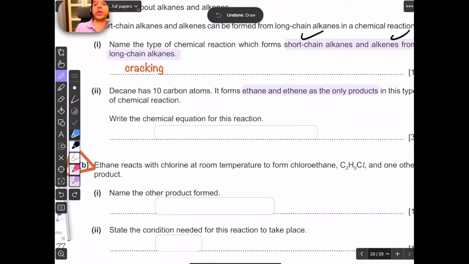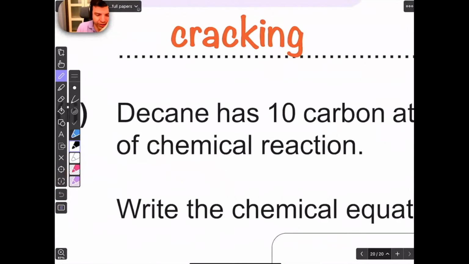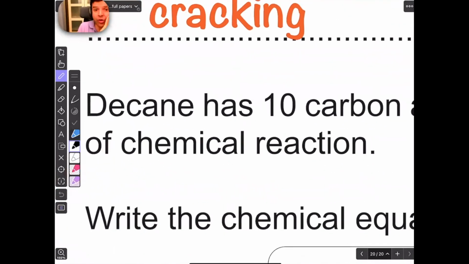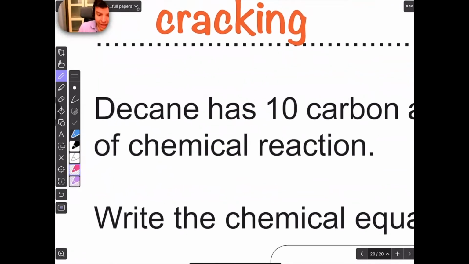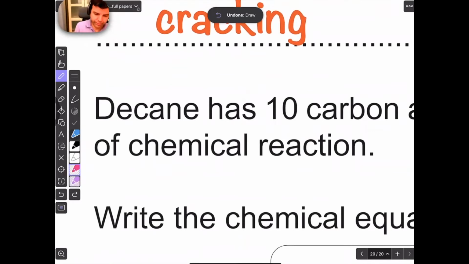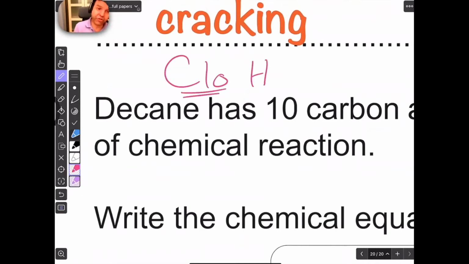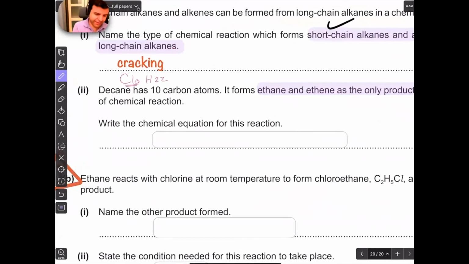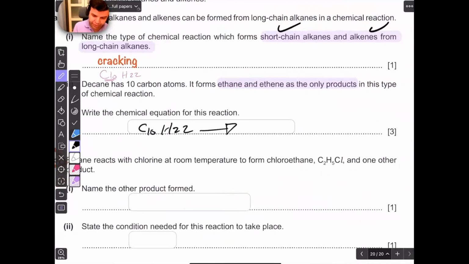Okay. So first of all, can someone determine what would be the formula of something called decane, knowing that it contains 10 carbons? What would be the formula of that decane? Faisal? C10H22. Very good. How do you know? The general formula is CnH2n+2, right? So H is going to be 22. Now the question says that this decane breaks down, it cracks into ethane, which is what?